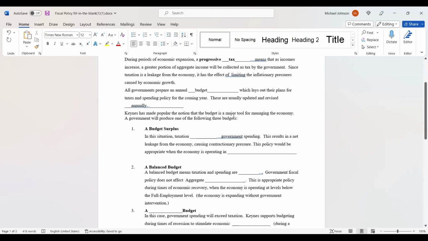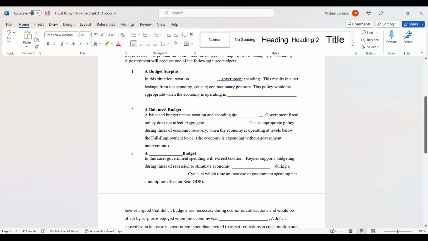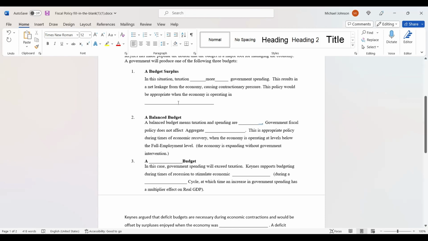Then Keynes made popular the notion that the budget is a major tool for managing the economy. The government will produce one of the following three budgets. So, a budget surplus. In this situation, taxation is what government spending? So in this case, it'd be more, because they have more coming in than going out.